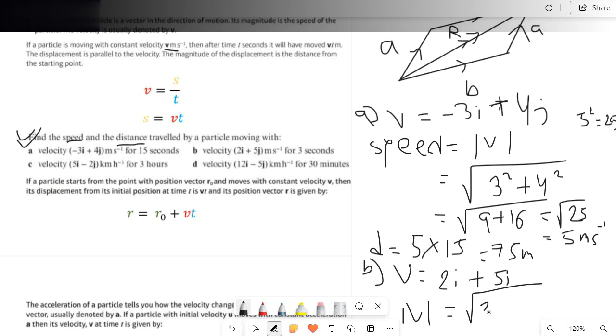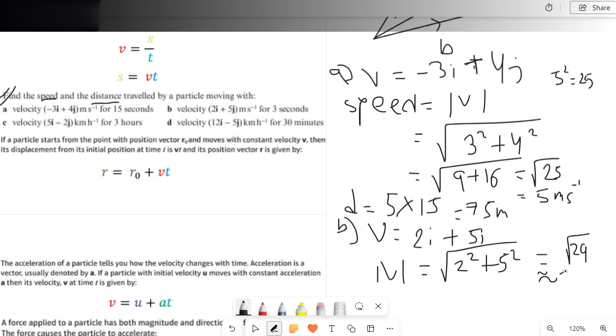be the modulus of velocity, so root over 2 squared plus 5 squared is equal to root over 29, or approximately equal to 5.39 meters per second. And we know that displacement or distance is equal to velocity times time, so therefore we have root over 29 times time, which is 3 seconds, so that is approximately 16.2 meters.